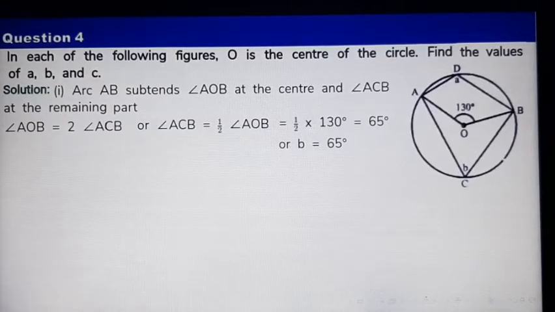Now let us move on to the next case. In the next case, we have learned one of the theorems which talks about the cyclic quadrilateral. Now can we see some cyclic quadrilateral here?